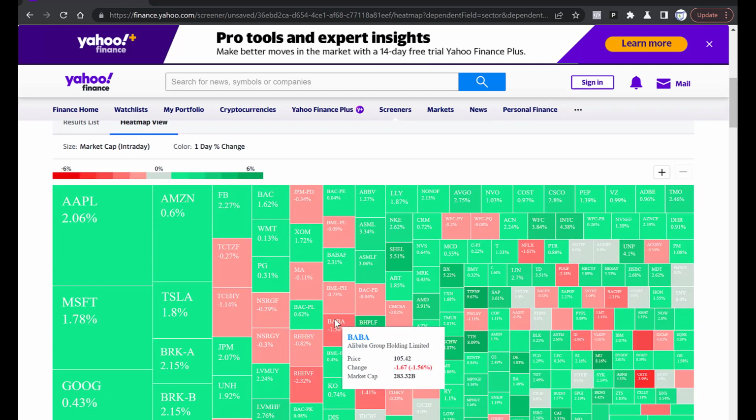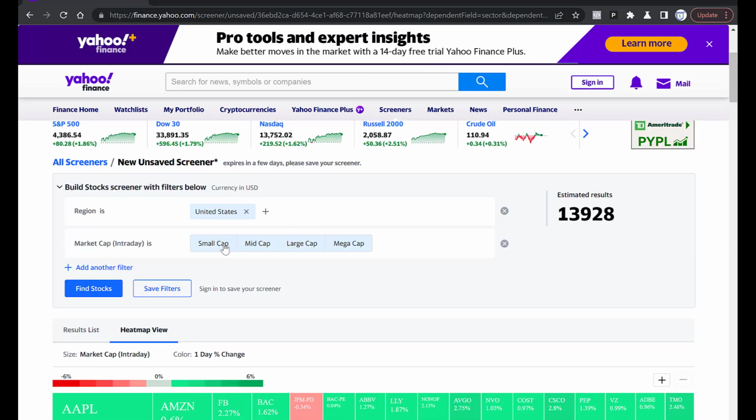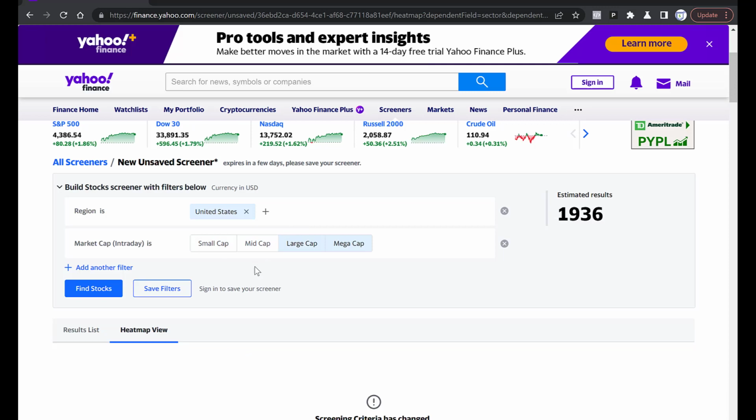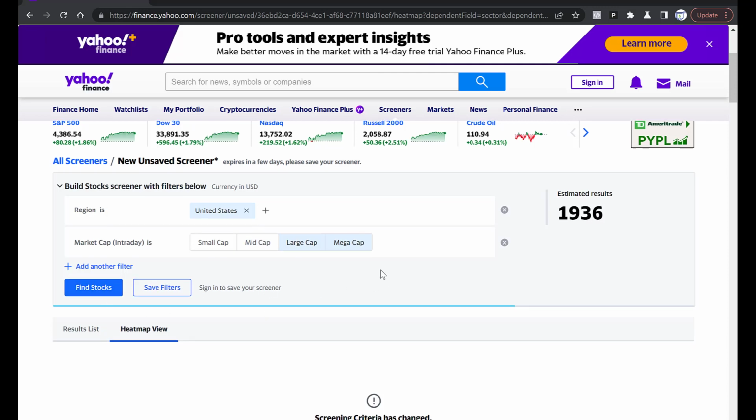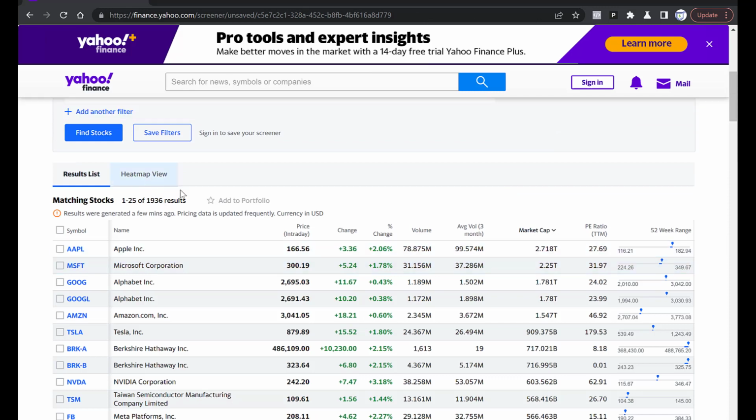Now I can really tailor this down some more. So let's say I'm really looking at those large companies. Larger companies are obviously the ones you'll see, the ones that you know of and you've heard of before. Hit find stocks, and it should pull up here in just a second. There we go. All right, and then go back to heat map.